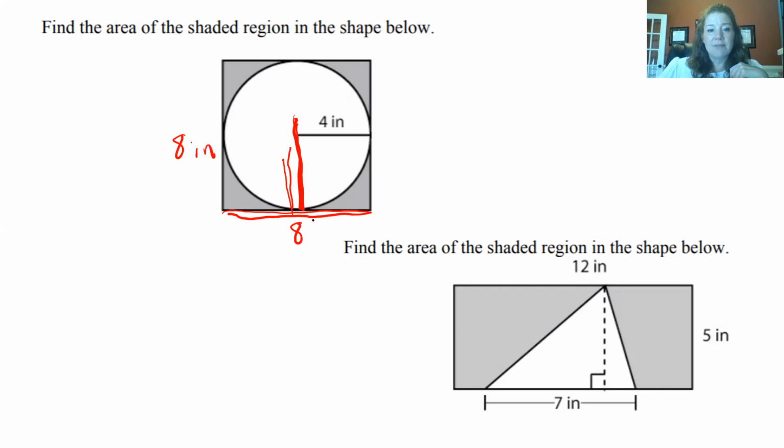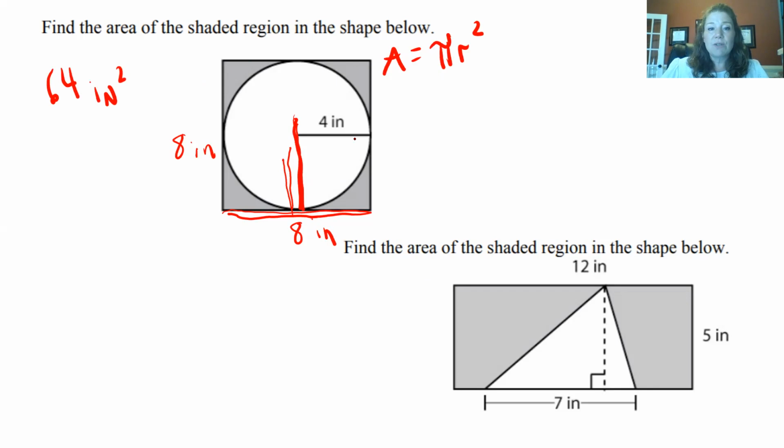So what's the area of a square that has each side 8 inches? Well, 8 inches times 8 inches is 64 inches squared. So the whole square is 64 inches squared. However, they took out the center of the square that looks like a circle. So we're going to find the area of the circle, pi r squared. I'm assuming that we're going to use 3.14 for pi. The directions aren't here, so I'm assuming that's what it's going to tell us to do.